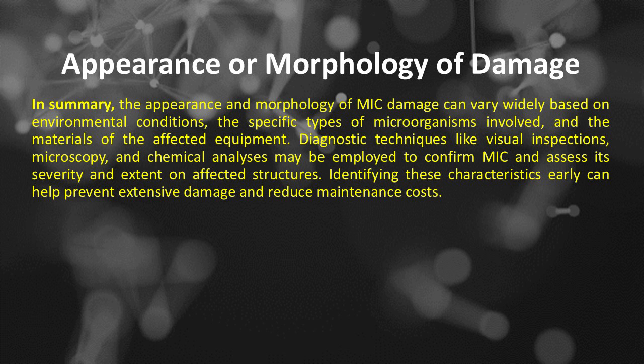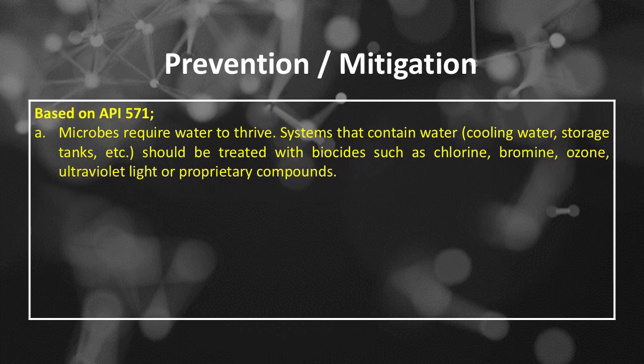Diagnostic techniques like visual inspections, microscopy, and chemical analyses may be employed to confirm MIC and assess its severity and extent on affected structures. Identifying these characteristics early can help prevent extensive damage and reduce maintenance costs. Prevention and mitigation of microbiologically induced corrosion, or MIC, based on API 571. Number A, microbes require water to thrive.